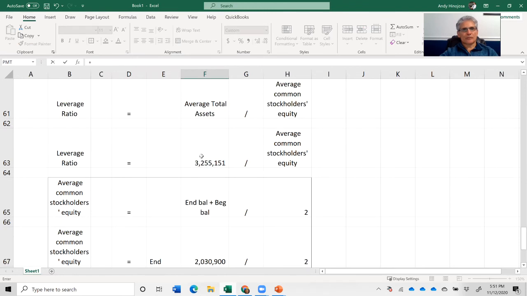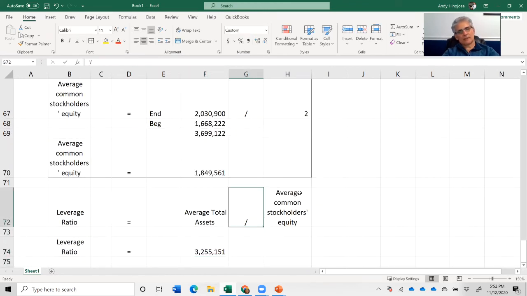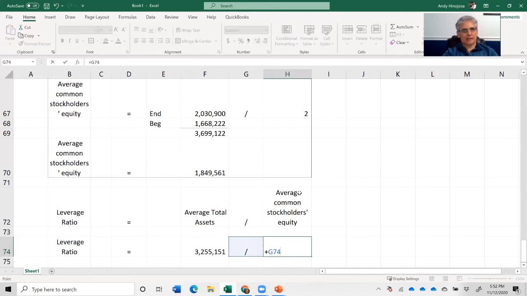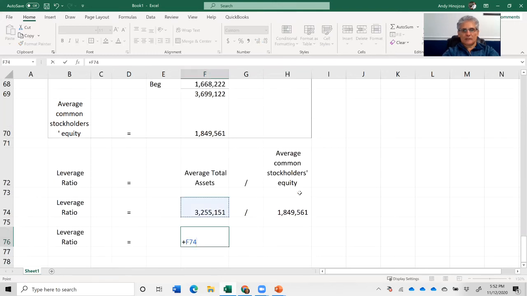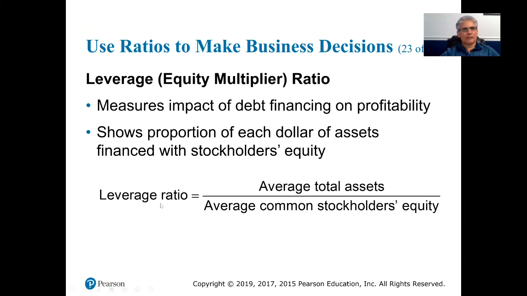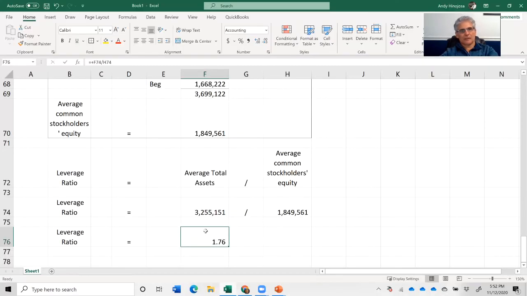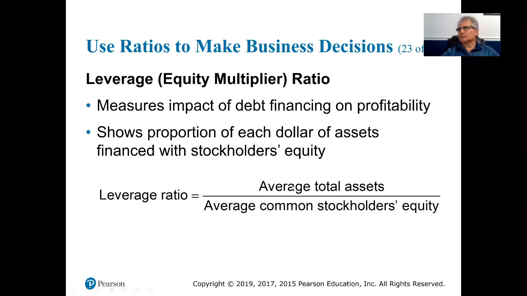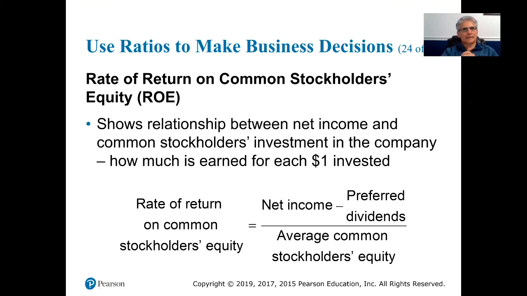So now we have both numbers. We have 322,151. Divide that by 1,849,561. And that's going to give us 1.76. So we've computed the leverage ratio of 1.76. The next slide then asks us to compute the ROE, the return on equity.